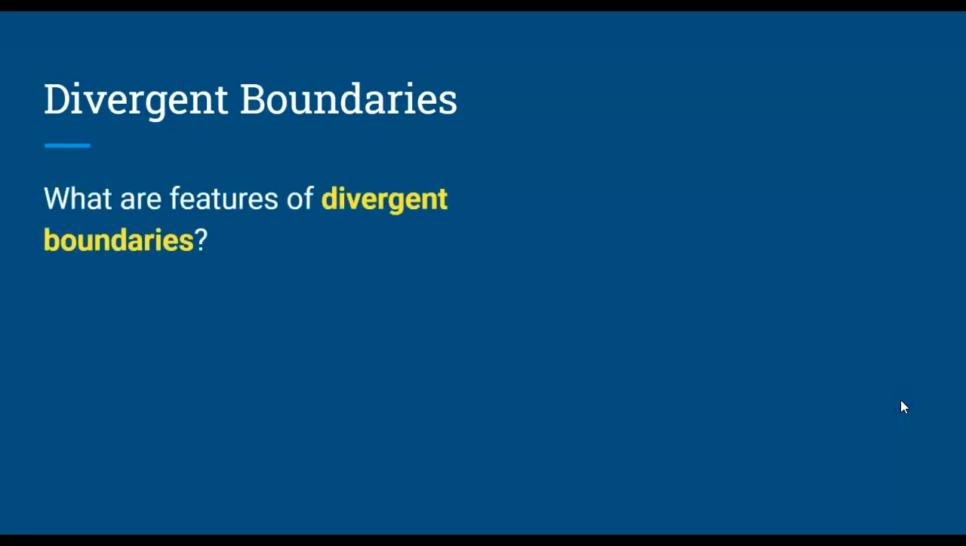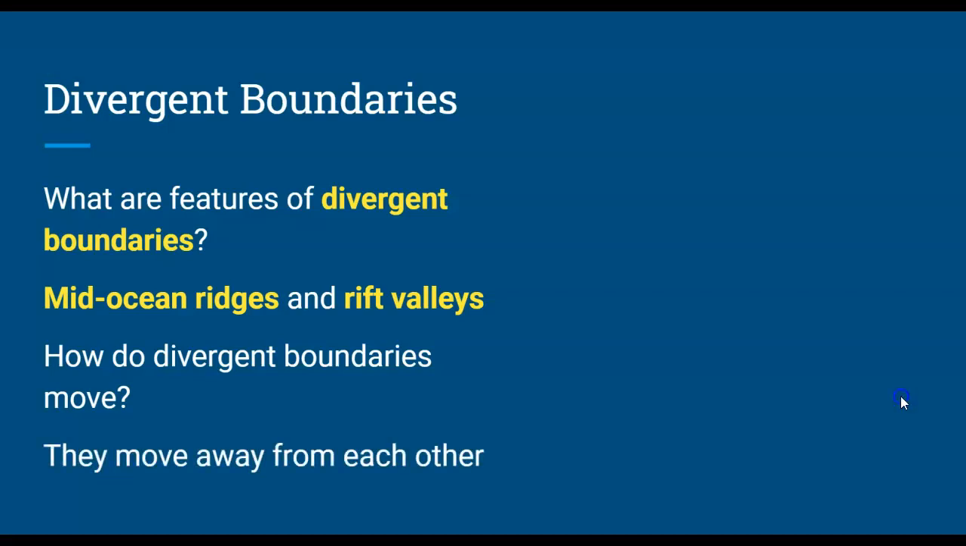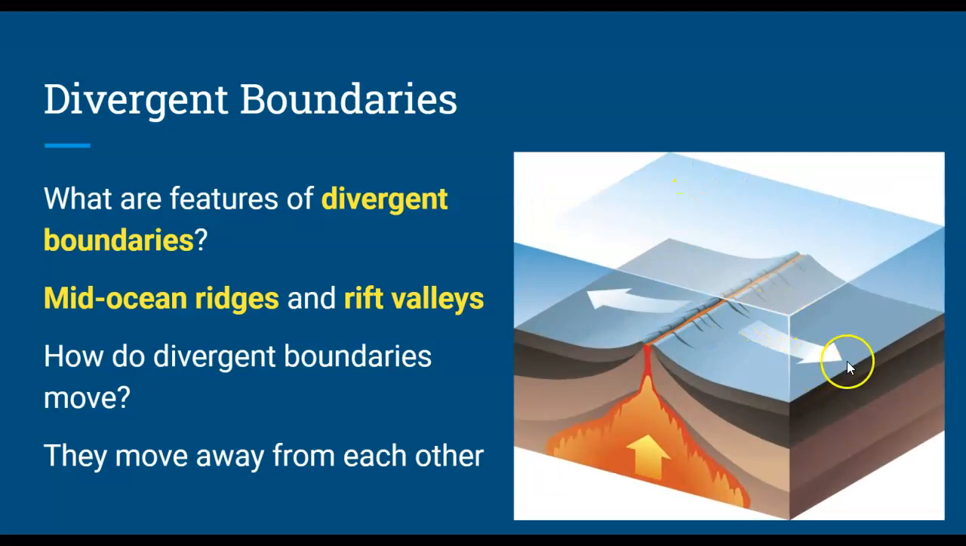Divergent boundaries. What are features of divergent boundaries? Two main features of divergent boundaries are mid-ocean ridges and rift valleys. How do divergent boundaries move? They move away from each other. So here's an illustration of what divergent boundaries look like. As it said, the plates are moving away from each other.